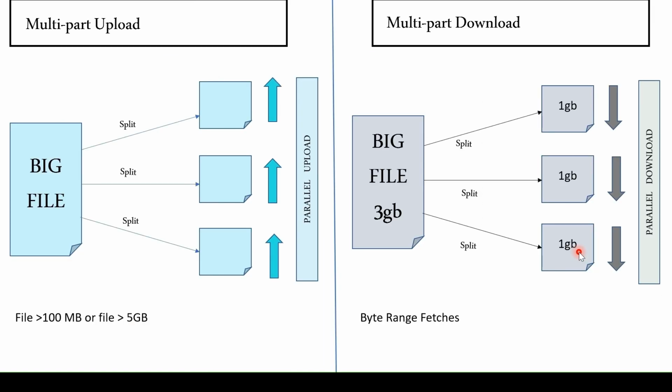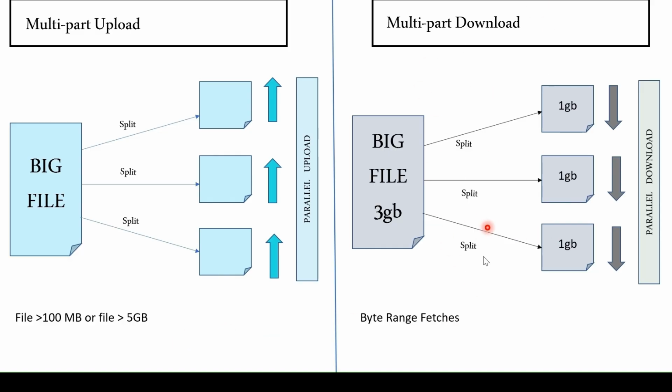Now, moving to multipart upload and download. Multipart upload is applied when we want to upload a very huge file or download a huge file. When we have a big file and we are using multipart upload, this big file gets split into different file chunks and all of these get uploaded in parallel. This is used when the file is greater than 100 MB, up to 5 GB.